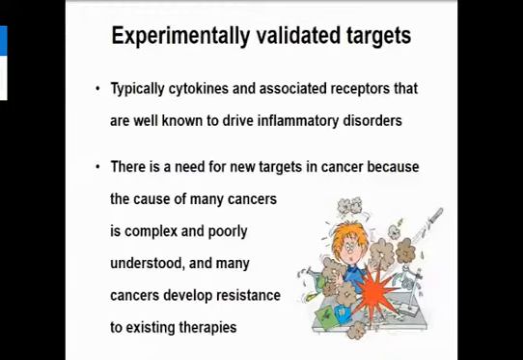So typically you might take targets that are a really good bet. So for example, cytokines or associated receptors that are well known to drive disease processes. So if you were to make an antibody against them, there'd be a great chance of you being able to treat that particular disease. We really need new targets in cancer because cancers are quite complex and they frequently develop resistance, and it's becoming clear that maybe in the long term, if we have multiple therapies that we can hit the cancer cell with at the same time, that might give us the best chance of success.